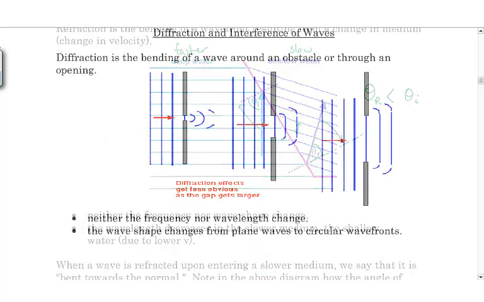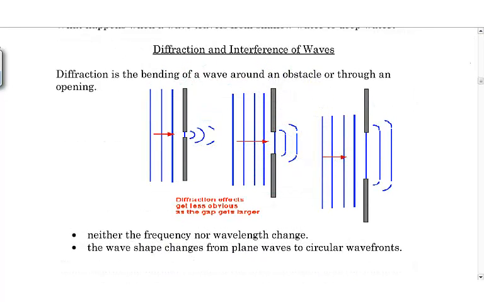Diffraction is the bending of a wave around an obstacle or through an opening. In this picture, we see plane waves that are traveling through a small opening. The waves on the very edges where they touch the barrier will start to slow down and therefore change their direction. We get a bending of a wave from plane waves into circular waves as waves travel through this little opening.